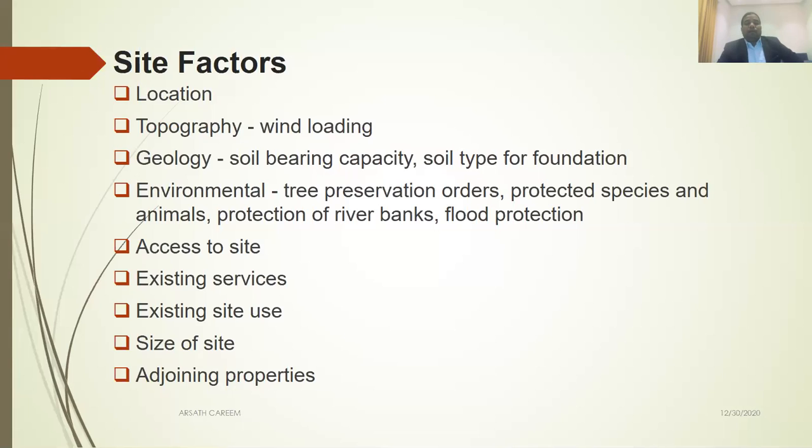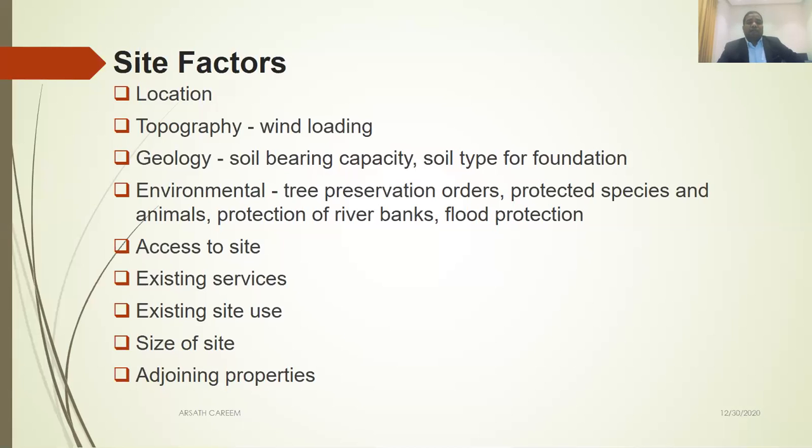Topography is also a main factor deciding the cost. How? When you have a flat land, you have less cost. Why? You can get the natural wind flow easily. When you have a slope, your cost will be different. You can't compare a flat land building with a slope land building. So topography is one of the main factors. Also geology. Geology is about the soil bearing capacity, soil type, and foundation. There are many types of soils available, which we can learn in construction technology. Depending on the soil type, the cost will definitely vary.